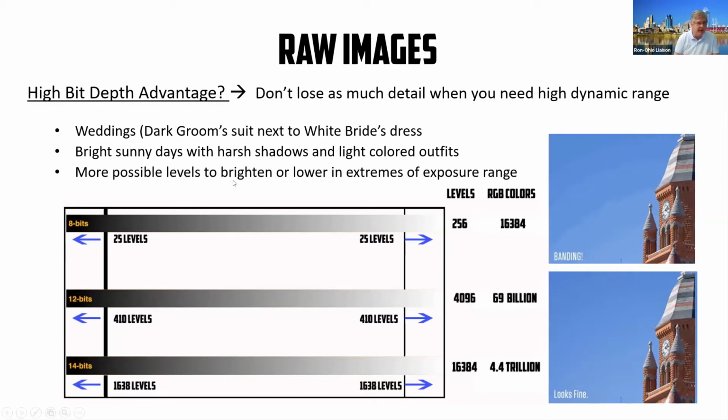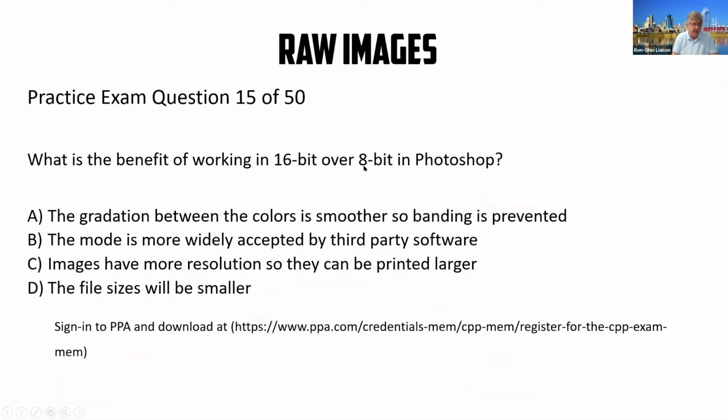So that's the advantage of shooting RAW: it gives you the ability to brighten up the shadows or darken down the highlights without getting yourself into a banding situation. And that I find is really useful.